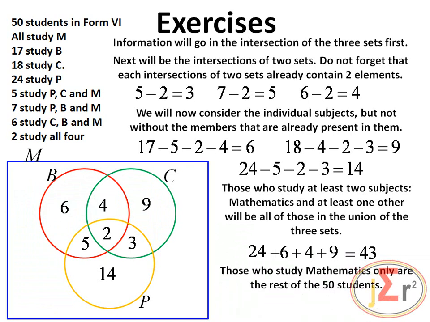Those who study mathematics only are the rest of the 50. So mathematics only, those who are in the Venn diagram but not in the union of the 3 sets, those will be the rest of the 50. 50 minus 43, and that is equal to 7.